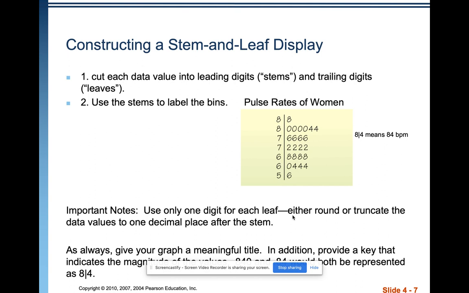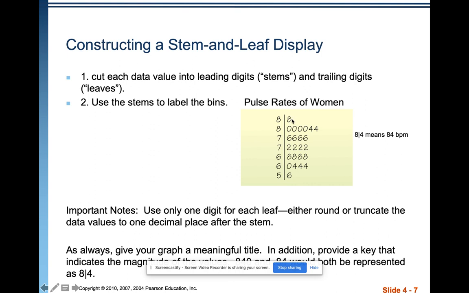Okay, so when you construct one, you're going to cut each data value into leading stems and trailing digits. And then you're going to use the stems to label the bins. Now, here are our stems. This is actually what's called a split stem. And what that means is that each stem is written twice, and observations from 0 to 4 go in the lower or the first stem, and then observations from 5 to 9 go in the second stem.